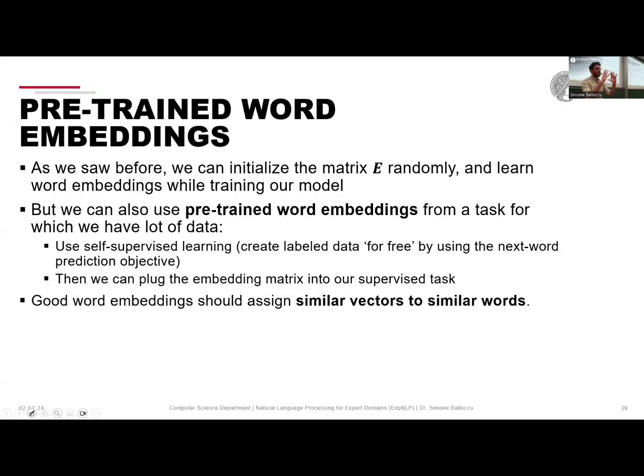I can either freeze the embeddings so they stay like that, or keep further fine-tuning them. And maybe now I can use the probability learned from Wikipedia, which is good, plus further specializing it over the task of sentiment analysis. So, you really pick your recipe for this. Good word embeddings should assign similar vectors to similar words.